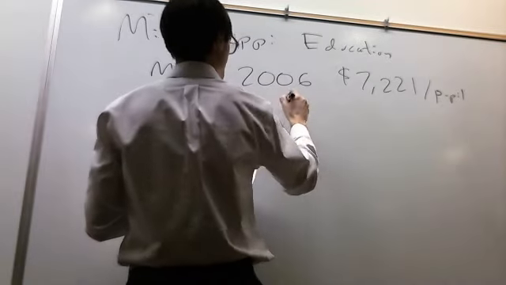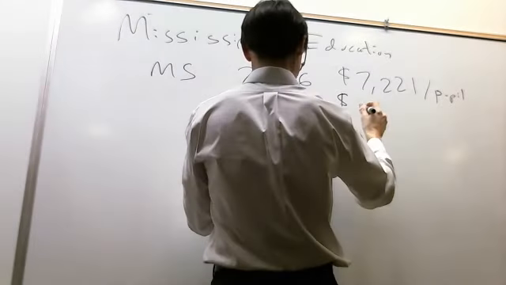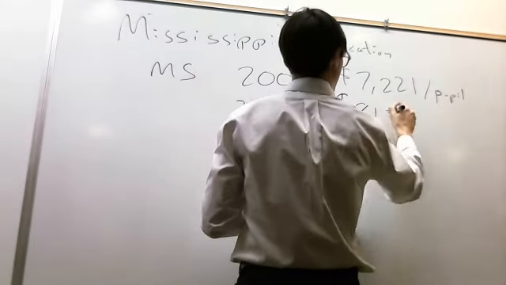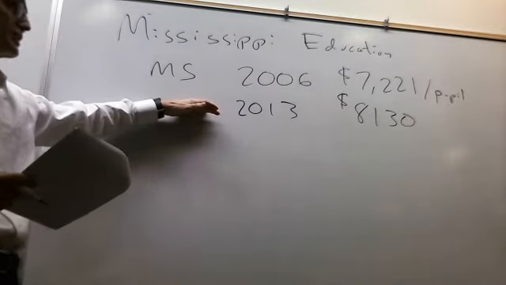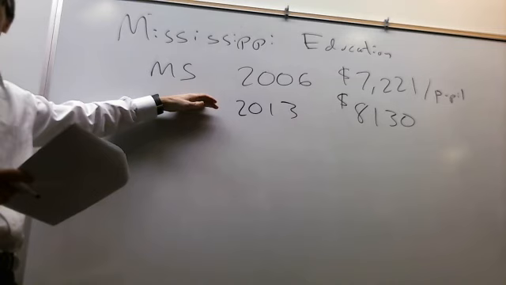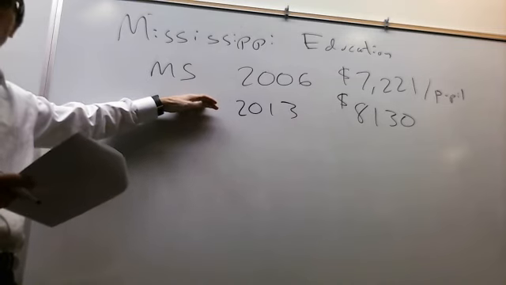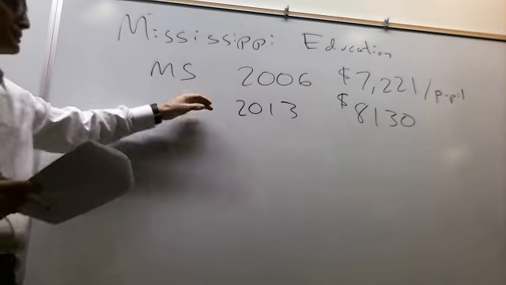By 2013, it had grown to $81.30, right? So it's getting better, right? So over 7 years, it is increasing. It's increasing at a pretty good rate, right? That we are spending more money on education.